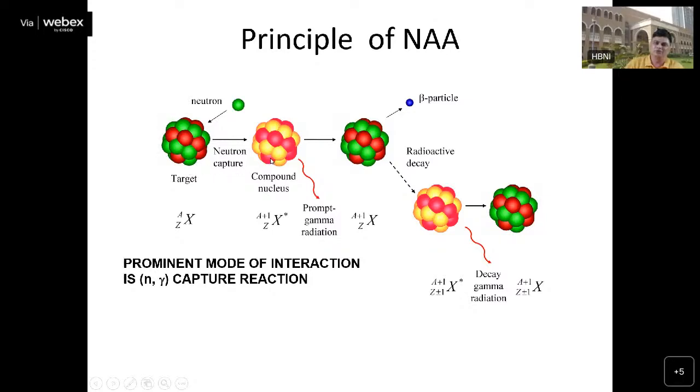A compound nucleus will be formed, and once the compound nucleus is formed, it becomes radioactive and emits beta particles. After it emits beta particles, it leaves the atom in an excited state, and to bring the excited state down, it emits energy that we call gamma radiation. We detect these radiations and use them for both qualitative and quantitative purposes, to determine the concentration of that element.